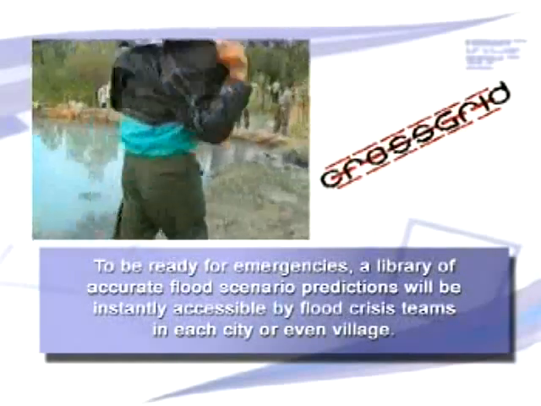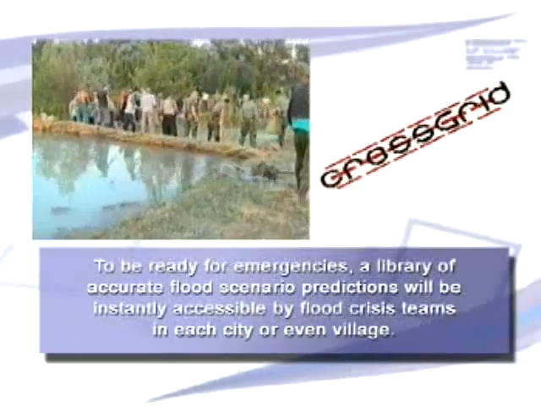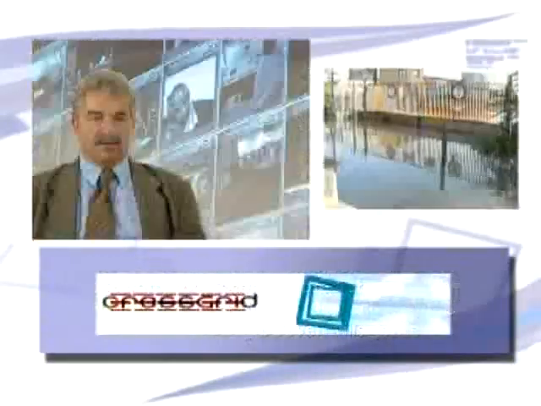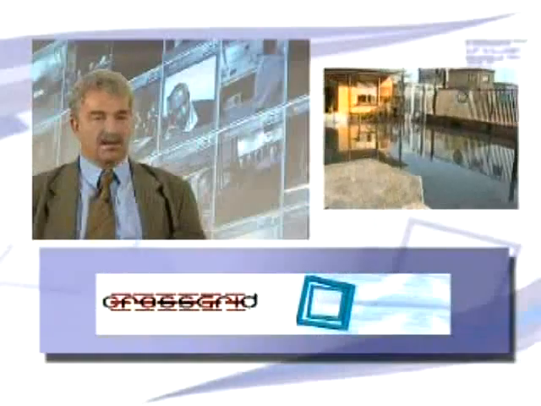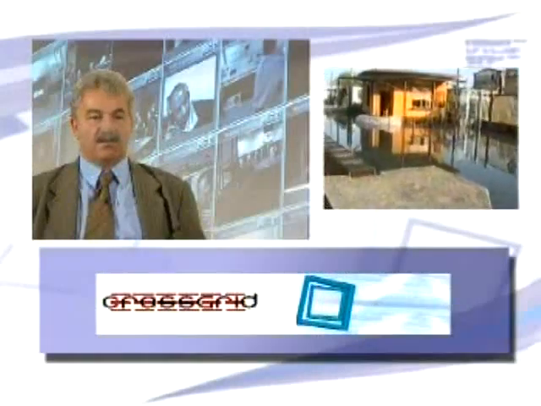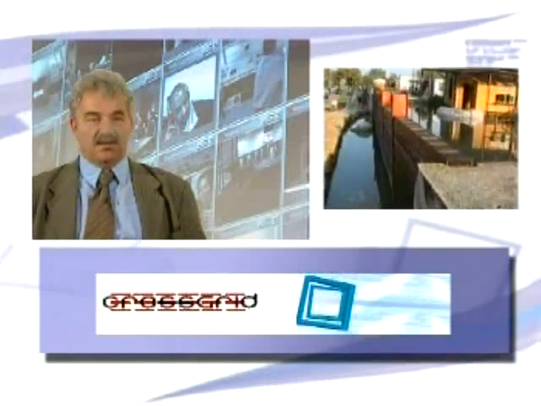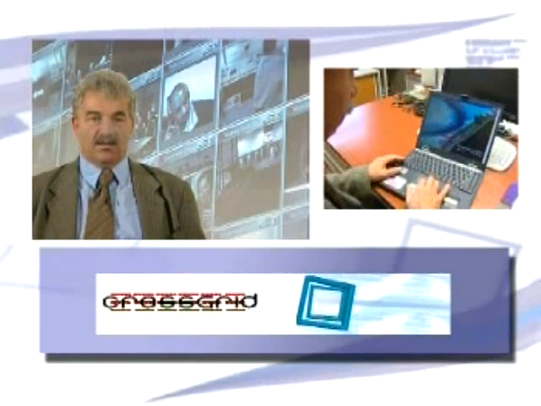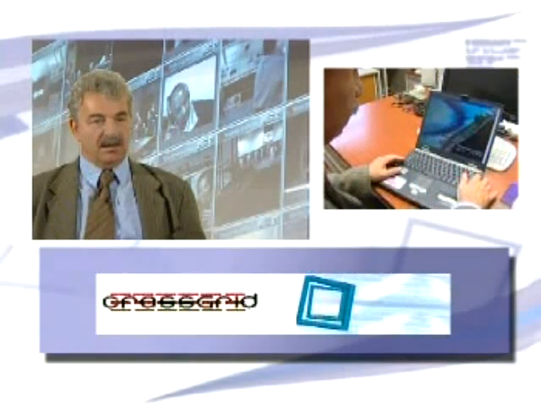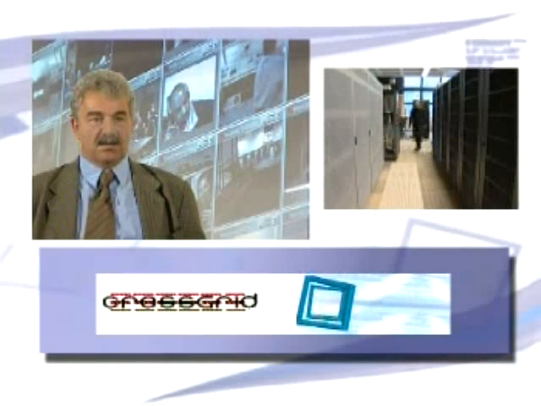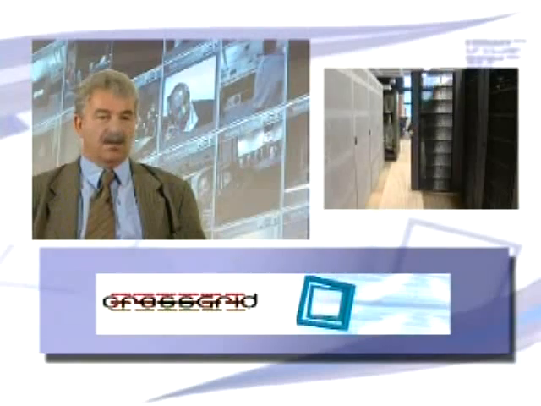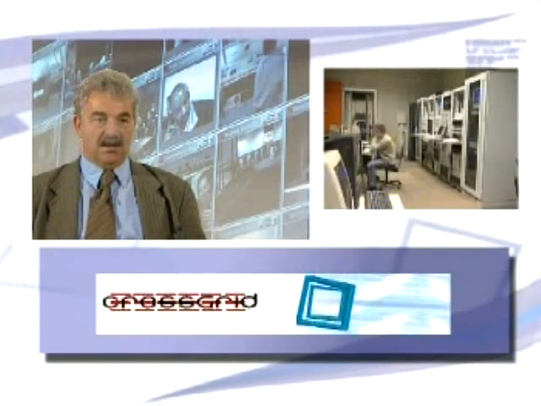CrossGrid is using the large storage capability of their grid to store hundreds of prediction scenarios. For example, we can compute different scenarios for 25, 50, 100, 200, 500 or even 1,000 year return period water, and we can compute these scenarios and save them in the storage. And when something happens, for example flash floods, the mayor of a city or village can have a look at this scenario immediately, simply by downloading it from the storage.